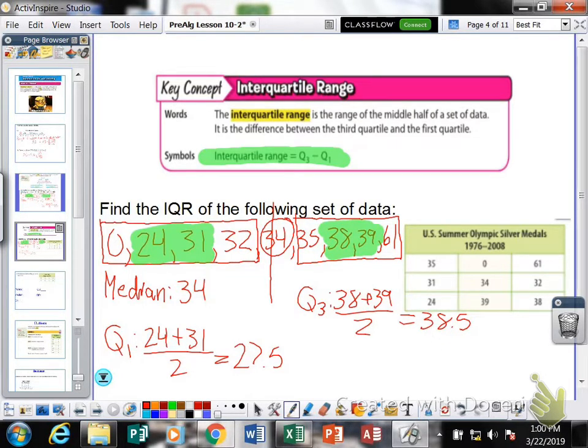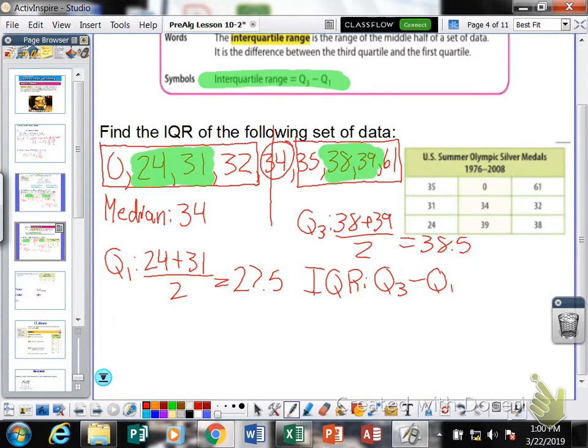Now I found my Q1 and my Q3. To find my IQR, remember, Q3 minus Q1. Okay? So my Q3 I know is 38.5 minus 27.5. And that's going to give me an IQR of 11. Okay? So I found my IQR of the following set of data.